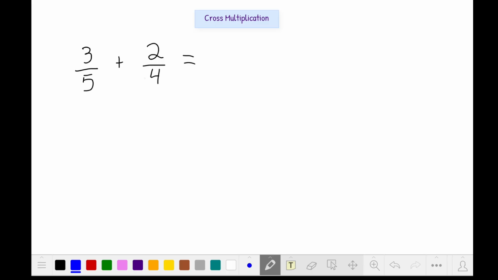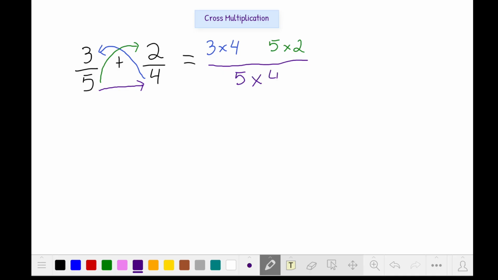So what we're going to do is take the bottom number and multiply by the top number. So we're going to have 3 times 4. Then we're going to take the other bottom number and multiply by the top of the other fraction. So in this case, we're going to have 5 times 2. And then finally, we're going to take the bottom numbers and multiply straight across. So we're going to have 5 times 4.